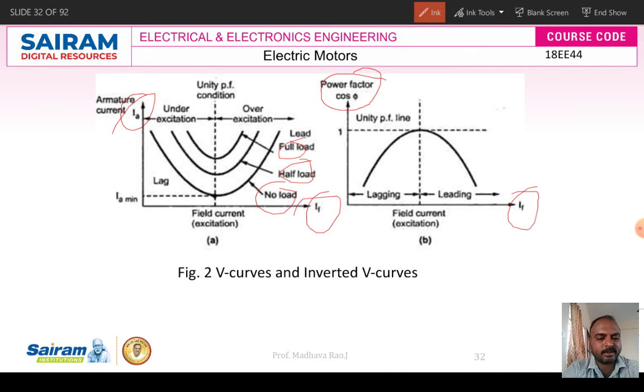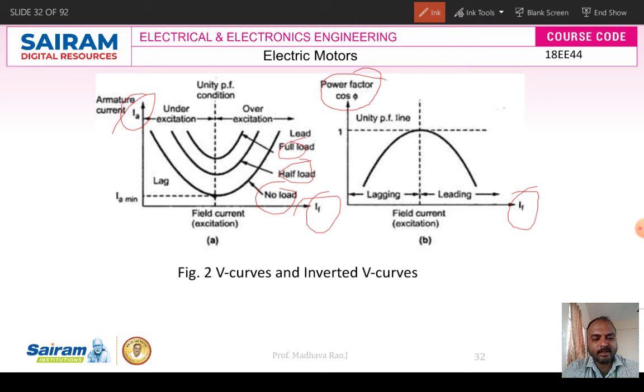Power factor we have taken on the y axis and IF on the x axis. For the lagging power factor condition, as IF increases, the power factor also increases up to a certain level, up to unity power factor. Then, as IF increases further, the power factor will decrease. So, you can see this in these graphs.